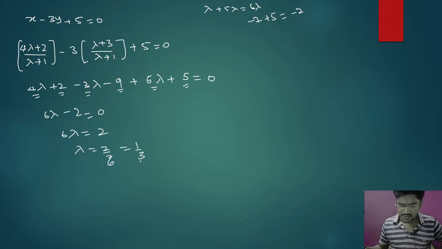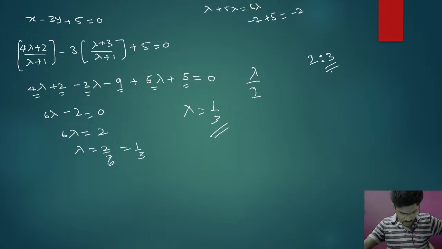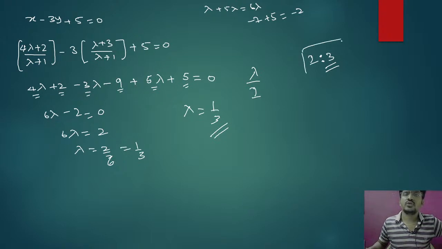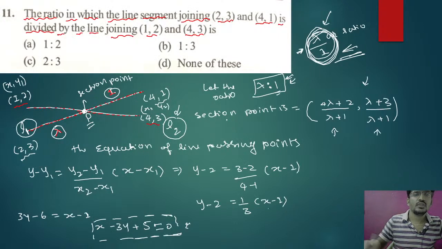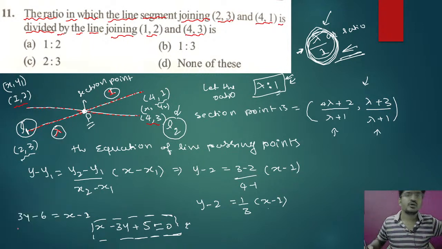Have you understood this? So lambda is equal to 1 by 3. We all know that lambda by 1 is our ratio. Therefore 1 by 3 is nothing but 1:3. So our answer will be option B. 1:3 is our answer. Clear? So now you have got our answer, that is option B. Therefore option B is the correct answer.